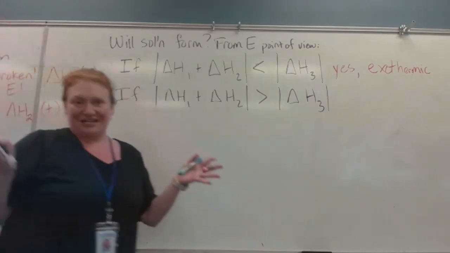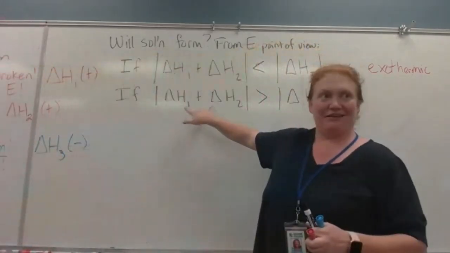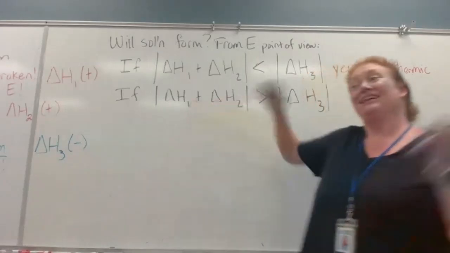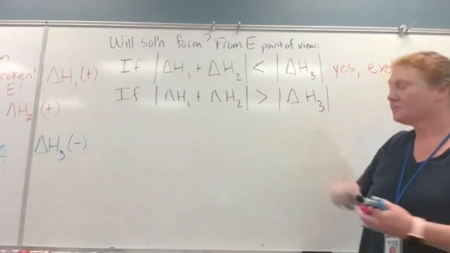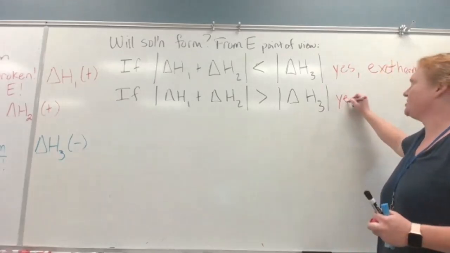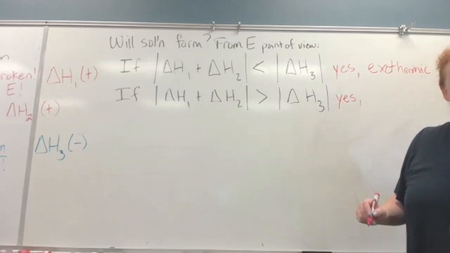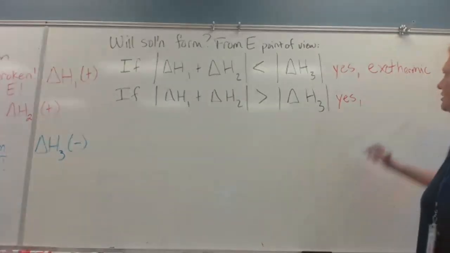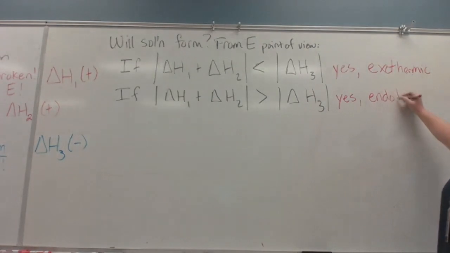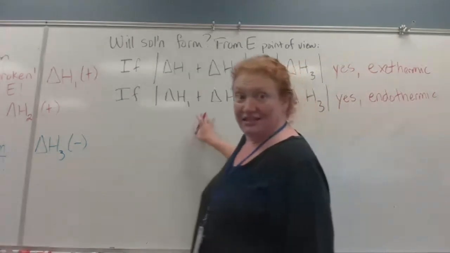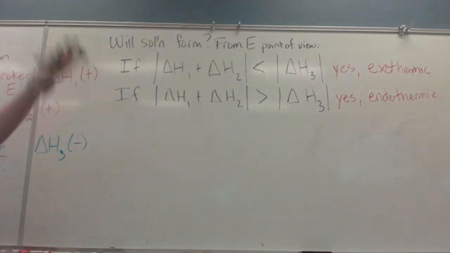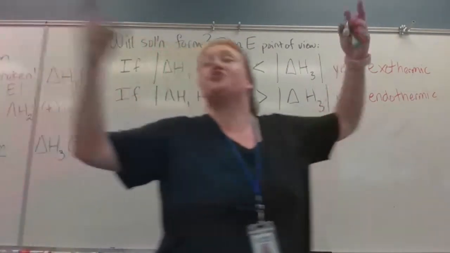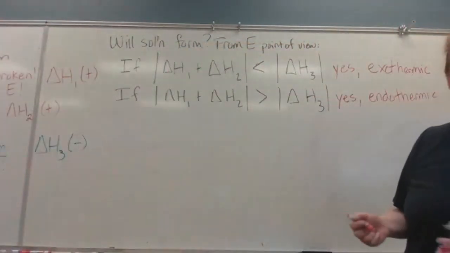Now, if the absolute magnitude of breaking the bonds is bigger than what gets released when the new IMFs form, guess what? Yes, this solution will still be created. But it's going to be endothermic. Meaning in order for it to happen, it's got to get a little help from where? The surroundings. It's got to get a little extra help from the surroundings to make this happen.